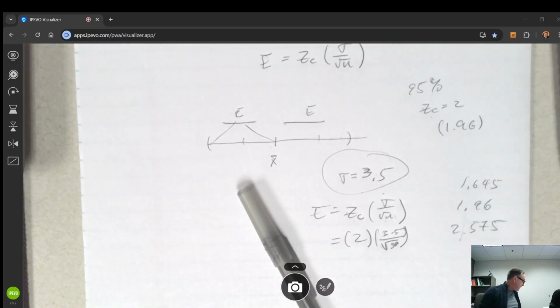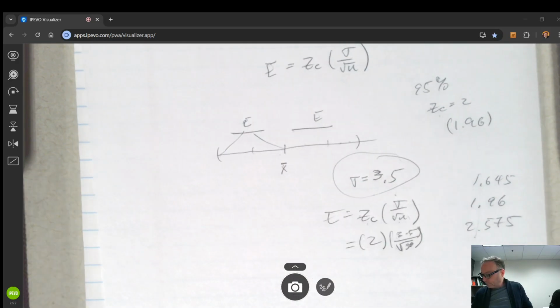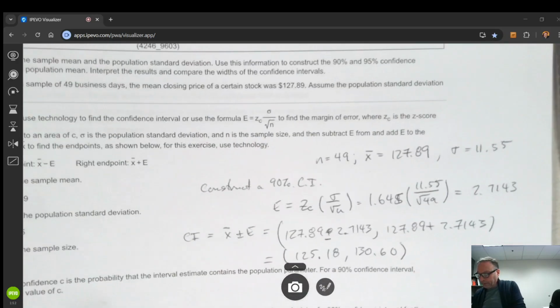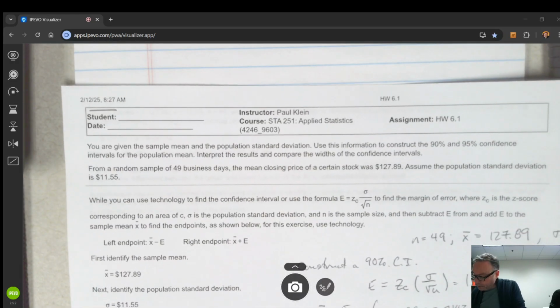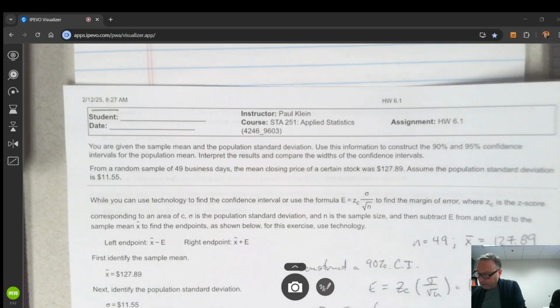I think I had a... I'm just going to stick this up there. Forgive me for that, but this is in your homework. It's one of the last problems here.